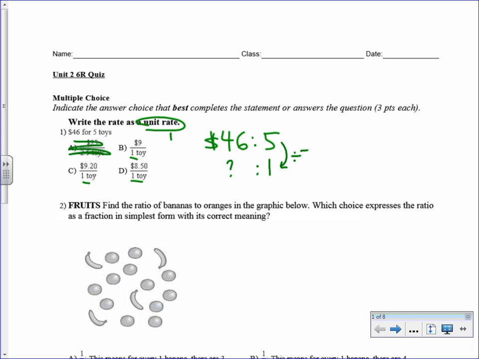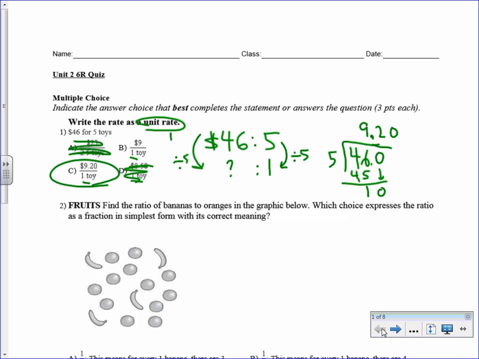Divide by 5. And whatever you do on that side, you have to do on this side. So to get the answer, we have to do 46 divided by 5. 5 doesn't go evenly into 46, but it will go in 9 times. Now we're not just going to say remainder 1, but right away I know it's not 850. It's got to be either 9 or 920. Let's add a decimal. Bring it down. I know how many times 5 goes into 10. It goes in twice. I see my answer. It's $9.20 for 1 toy.